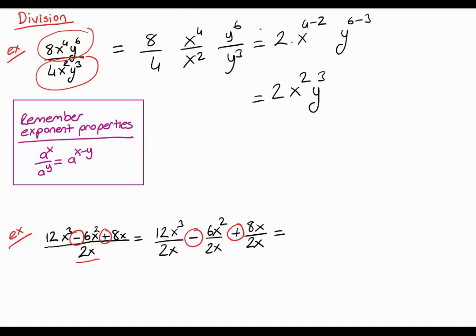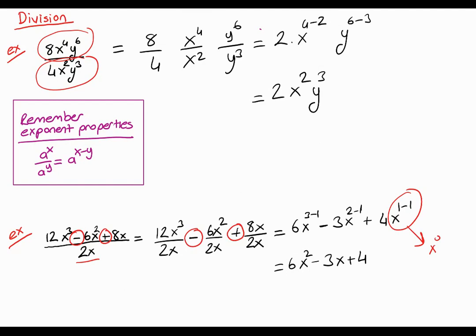Again, I'm going to use exponent properties here. 12 divided by 2, I will get 6x to the 3 minus 1, so 6x squared. Minus 3x to the 2 minus 1, so minus 3x. Plus 4 x to the 1 minus 1. I will get 6x squared minus 3x plus 4, because when you have x to the 0, it's equal to 1, and 1 multiplied by 4 is equal to 4. Okay, I think that's enough for today.